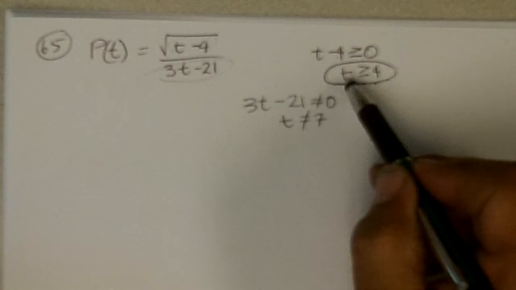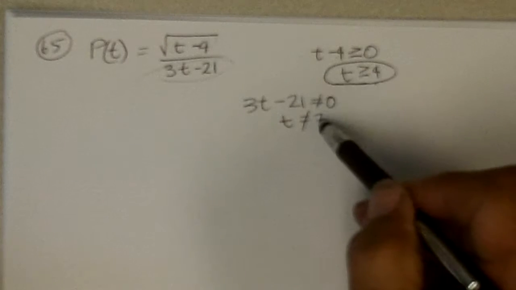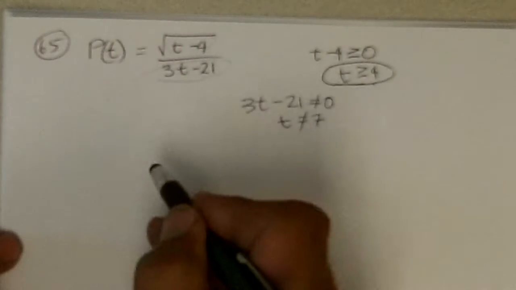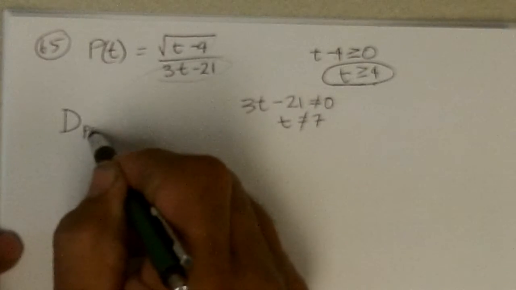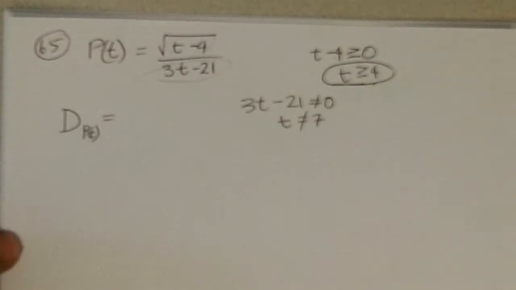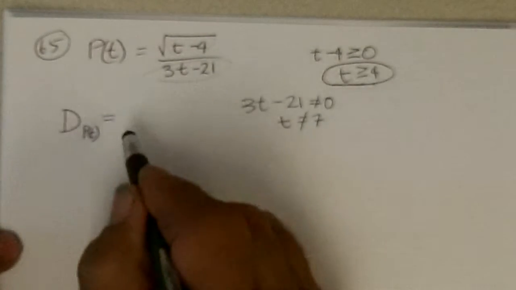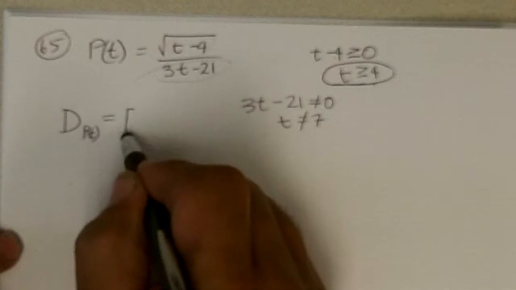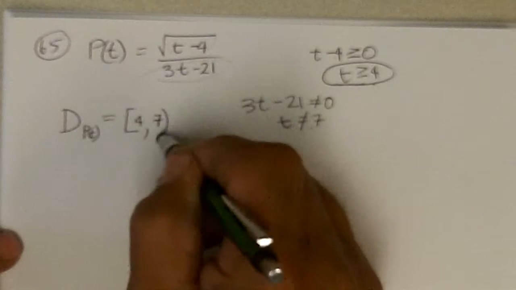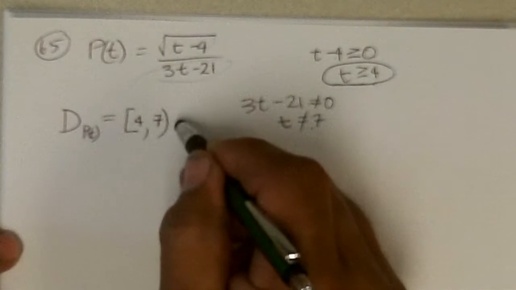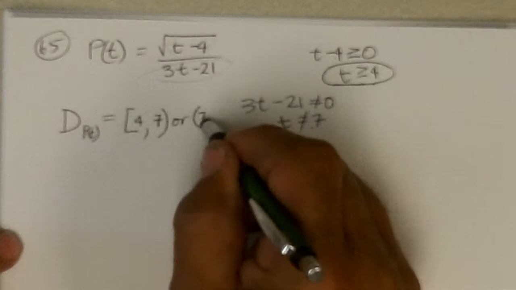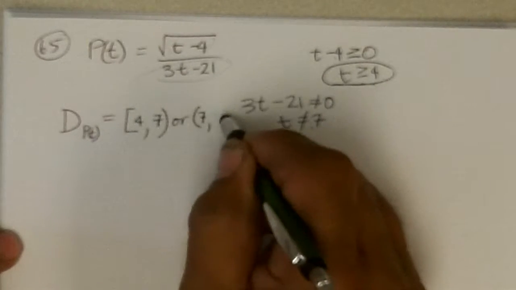So t has to be greater than or equal to 4, but 7 is greater than 4, so we have to skip that. So the domain of P of t, notice I wrote that as a subscript, would be, if we do interval notation, we can start at 4 and go up to 7, not including 7, or there's another piece if we go from 7, but not including 7, up to infinity.